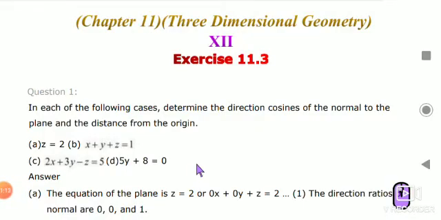Dear students, let me begin with exercise 11.3. Question number 1. These are the questions expected in the examination for 1 marks. In each of the following cases, determine the direction cosines of the normal to the plane and distance from the origin.